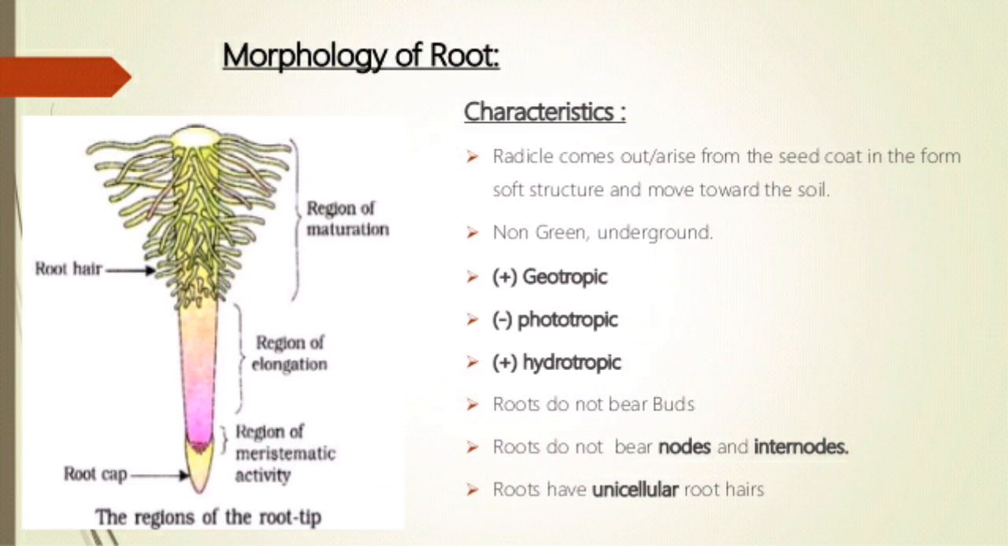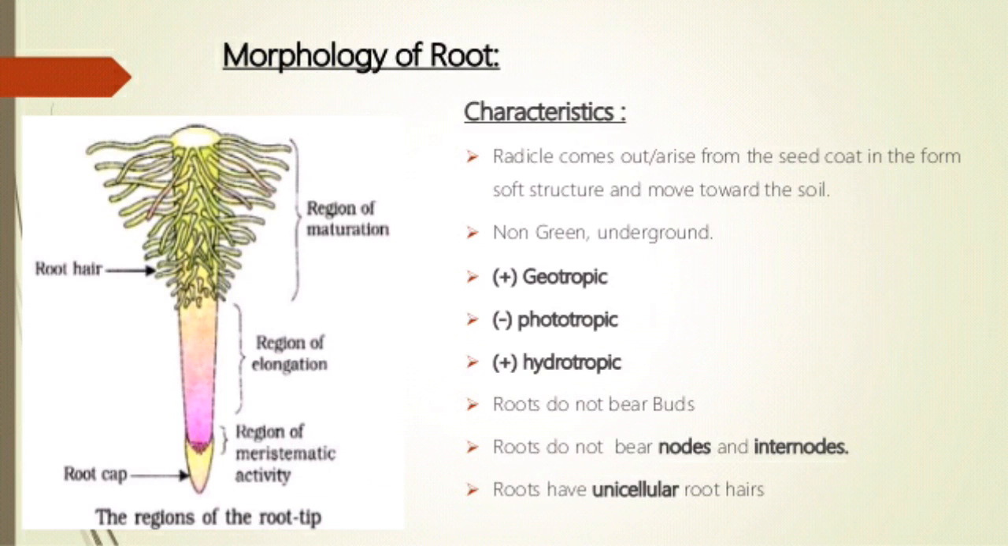Now see the morphology of roots. Root develops from the radicle of the seed. When a seed germinates, a white structure comes out. That white structure is the radicle, and later that radicle forms the root. And that moves towards the soil.